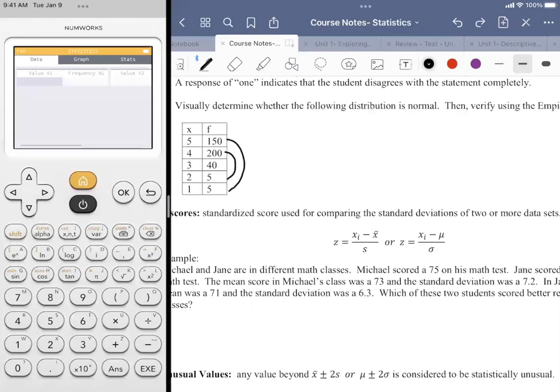All right. So I'm going to type in 5, 4, 3, 2, 1. And then again, like I said before, it auto populates the frequency values. Instead of 1 all the way down, I want 150, 200, 40, and a couple of 5s. All right. So my data's in.